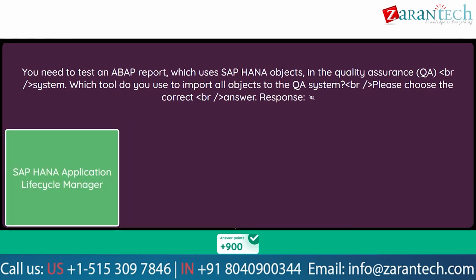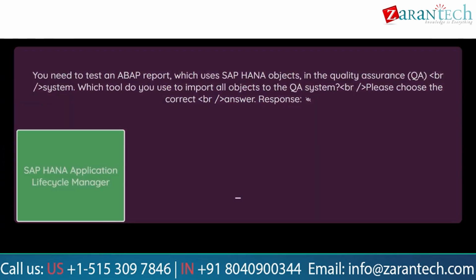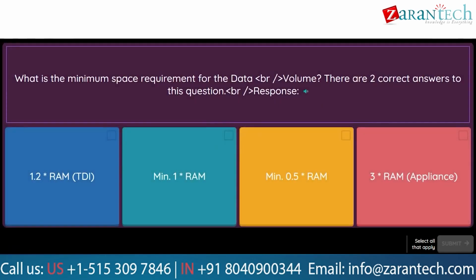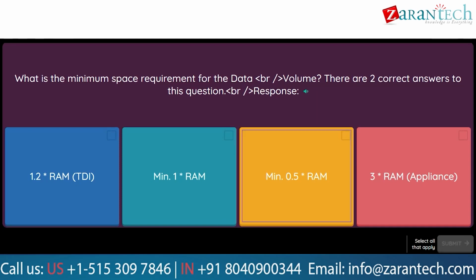Question: What is the minimum space requirement for the data volume? There are two correct answers to this question. Response: Option 1, 1.2 RAM, TDI. Option 2, minus 1 RAM. Option 3, minus 0.5 RAM. Option 4, 3 RAM, appliance.